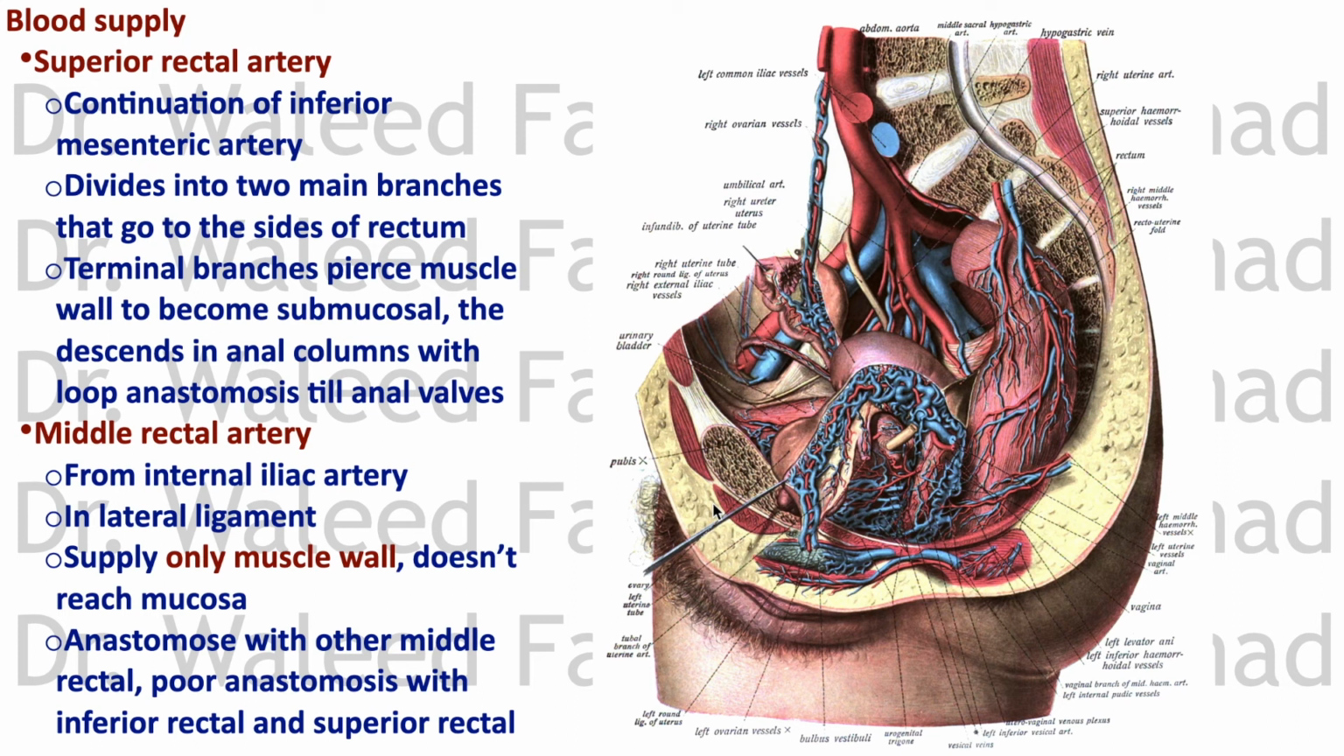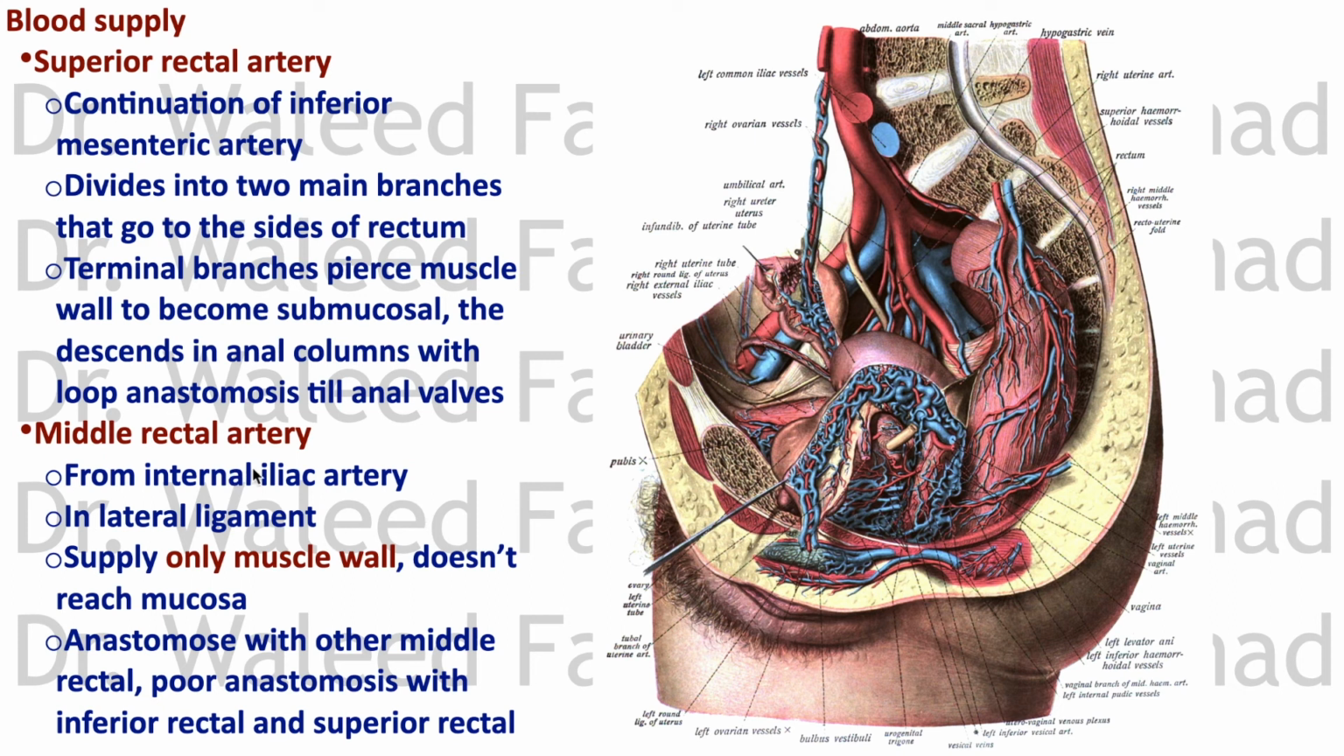The middle rectal artery, on the other hand, comes from the internal iliac. The superior rectal comes from the inferior mesenteric, so the vein will go to the portal, while the middle rectal and inferior rectal veins go to the internal iliac vein, which is systemic circulation. So the lower part of the rectum, which is the anal canal, is a site for portosystemic anastomosis. We will talk about this in the perineum, in the anal canal.